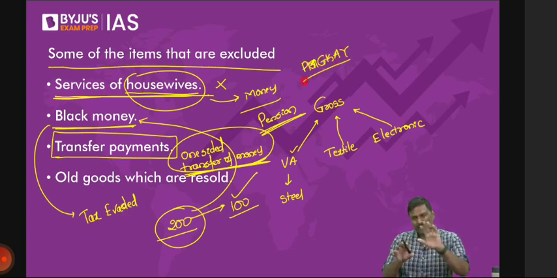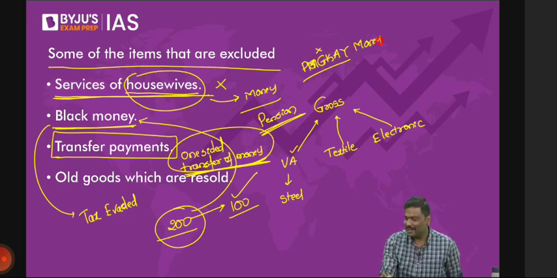Please understand this. In Pradhan Mantri Garib Kalyan Anna Yojana, government is giving subsidy to you. Are they getting any services from you? Are they taking any good from you? Of course, no. Right? But again, why I said this is a wrong example? Money is not paid here. I hope you understand this. Money is not paid. That's the reason I said it's a wrong example.